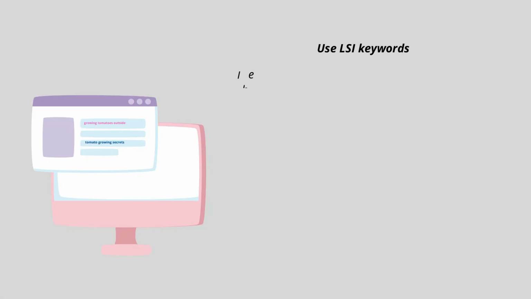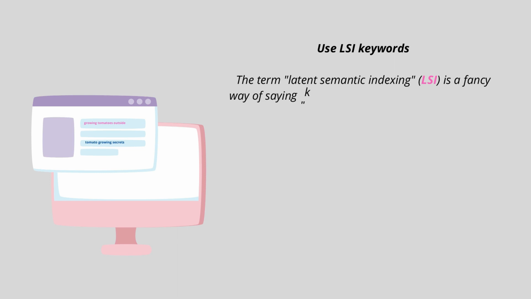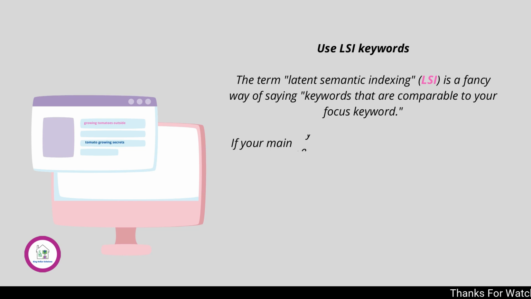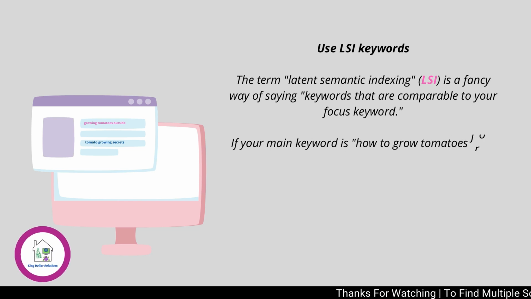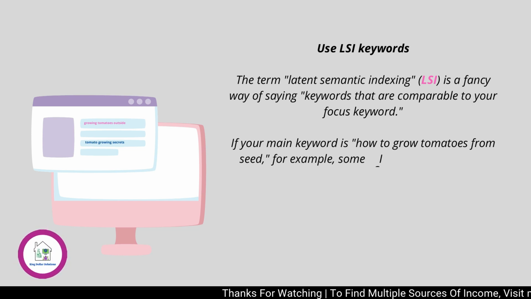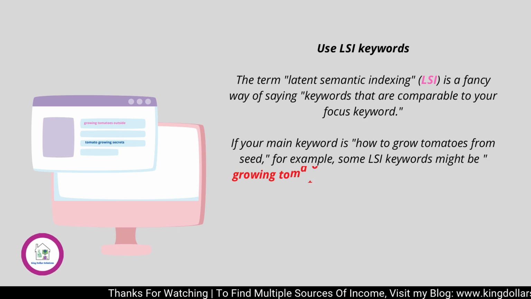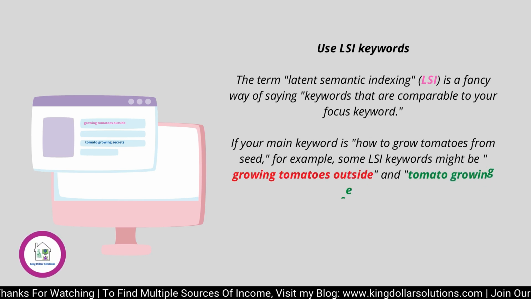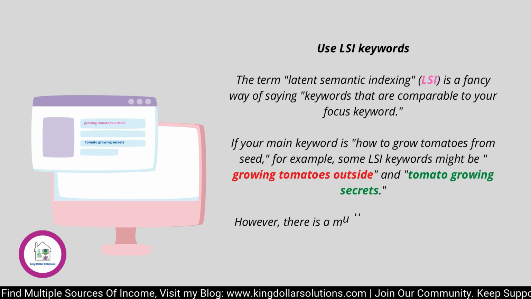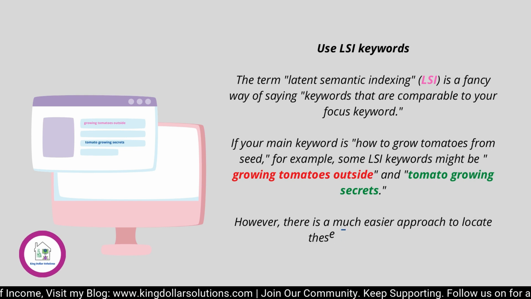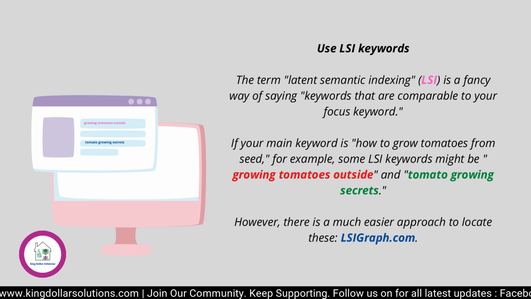Use LSI keywords. The term latent semantic indexing, LSI, is a fancy way of saying keywords that are comparable to your focus keyword. If your main keyword is how to grow tomatoes from seed, for example, some LSI keywords might be growing tomatoes outside and tomato growing secrets. However, there is a much easier approach to locate these, lsigraph.com.